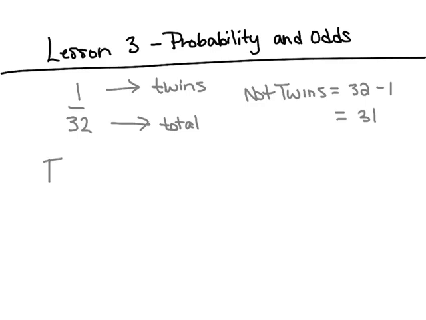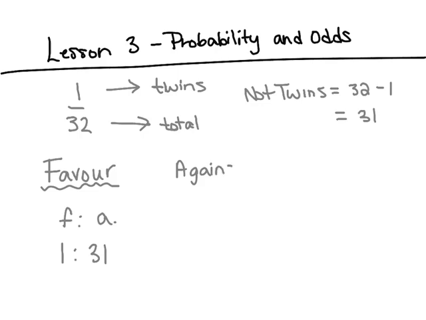So if we were to do the odds in favor, we would do the for, then against. Our odds for it happening are 1, and our odds against it happening are 31. So our odds would be 1 to 31. And our odds against would be the opposite. So we go against first, so not having twins, and for it happening, which is 31 to 1.